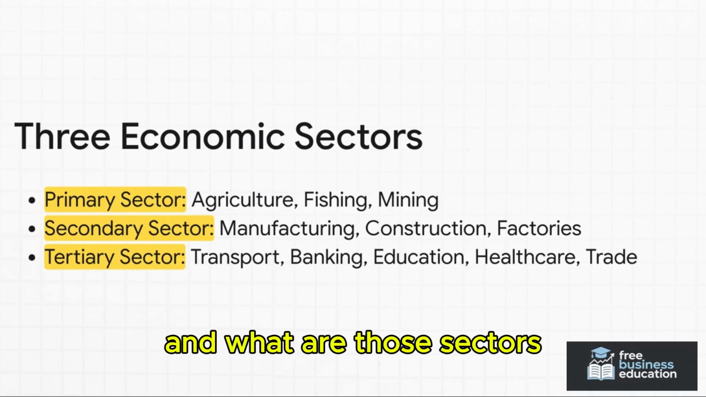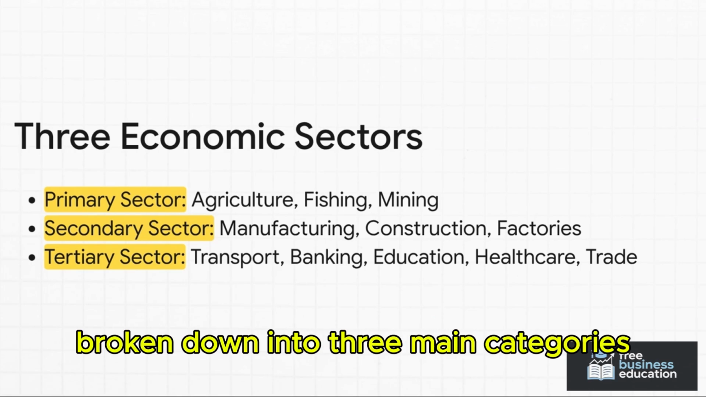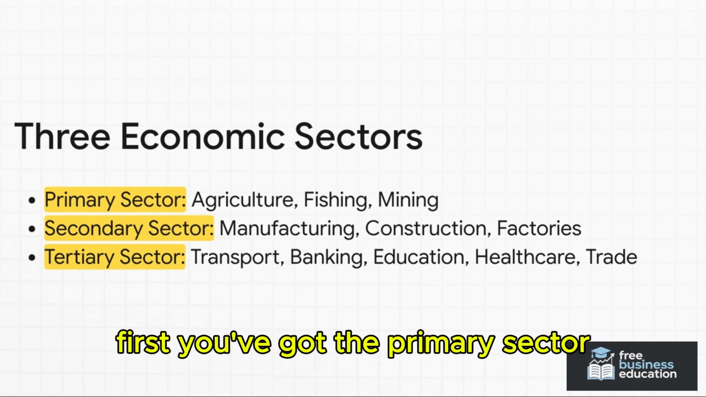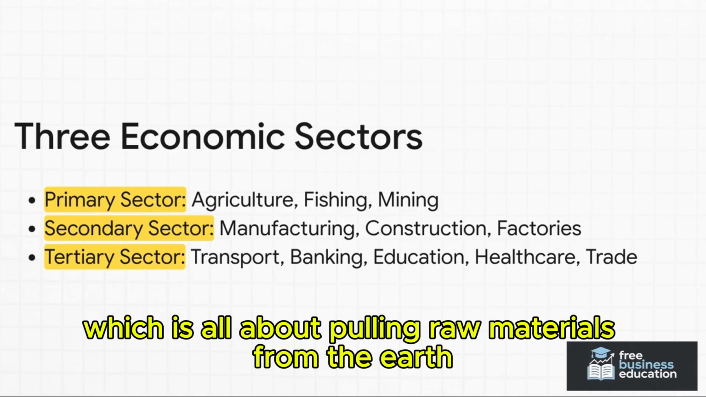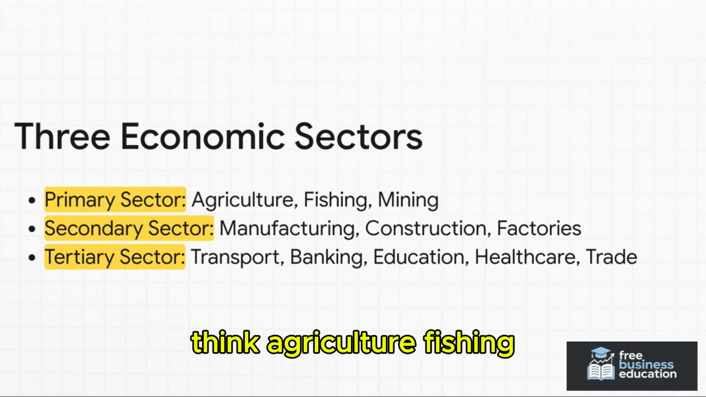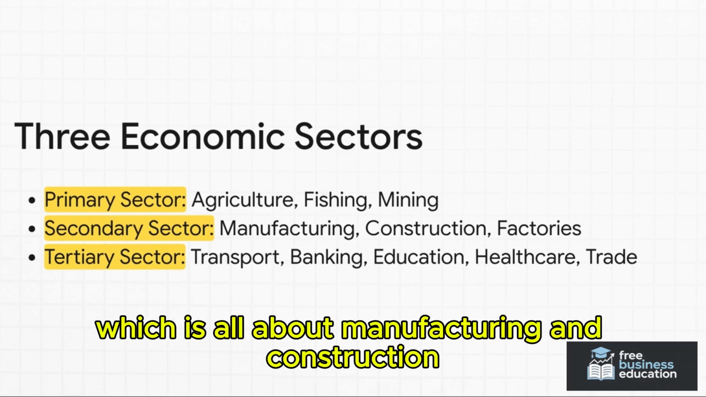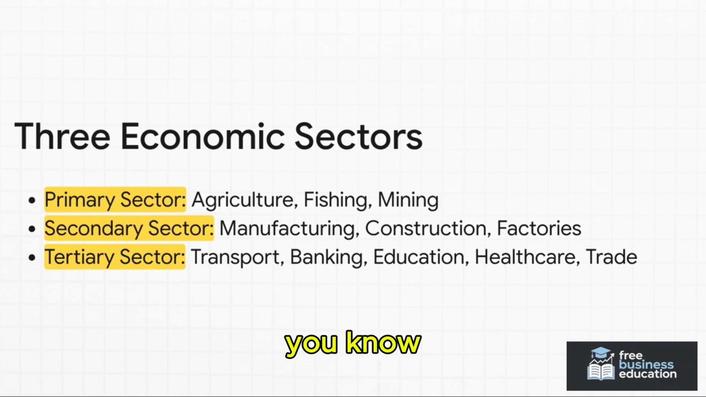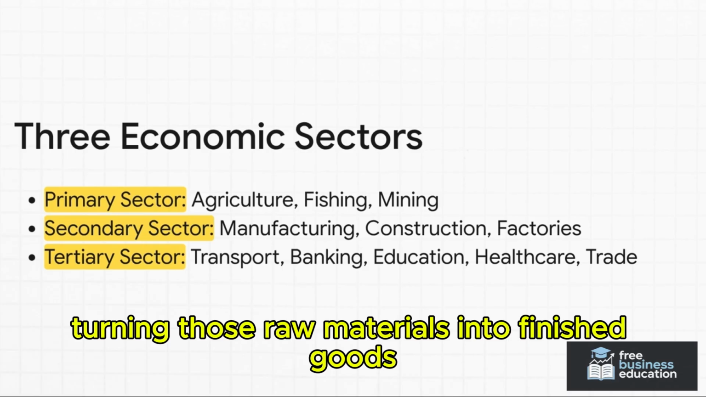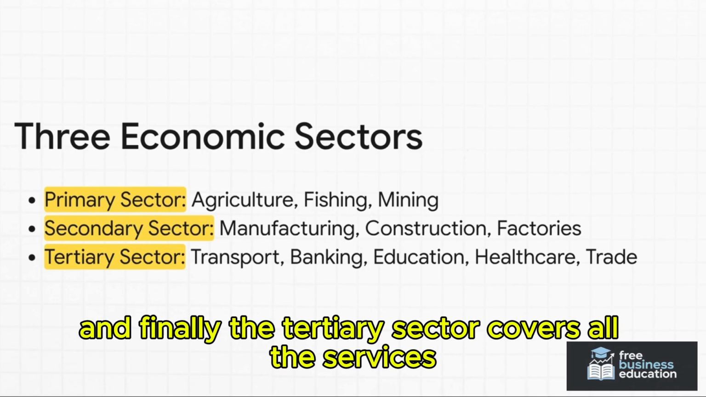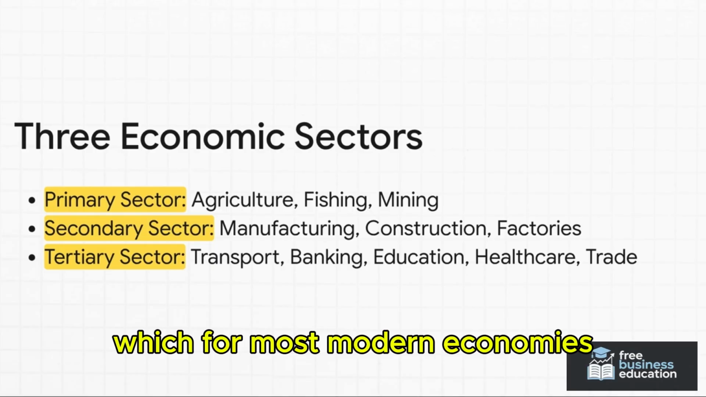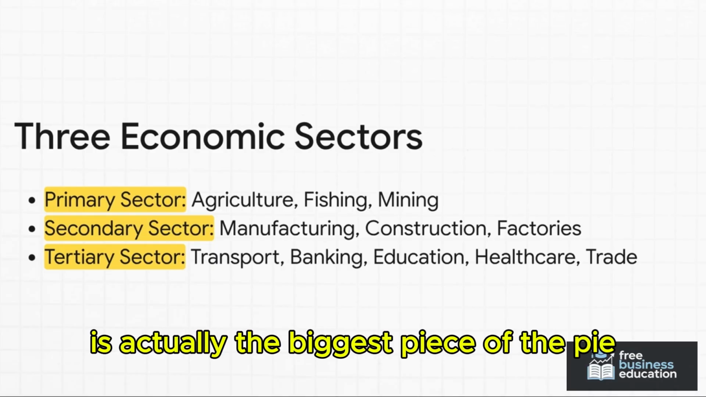And what are those sectors, you ask? Well, they're generally broken down into 3 main categories. First, you've got the primary sector, which is all about pulling raw materials from the earth. Think agriculture, fishing, mining. Then you have the secondary sector, which is all about manufacturing and construction, turning those raw materials into finished goods. And finally, the tertiary sector covers all the services, which, for most modern economies, is actually the biggest piece of the pie.